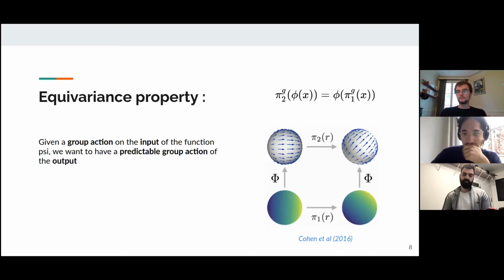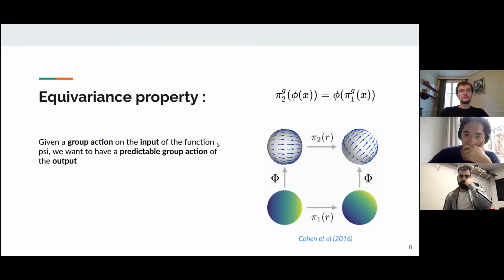The equivariance property basically tells you that if you build a function from one space to the other, this function is equivariant if it commutes with the group action of the input and output space. So for instance, if you have a segmentation algorithm, this segmentation algorithm would be equivariant if rotating the input image would also rotate the segmentation.